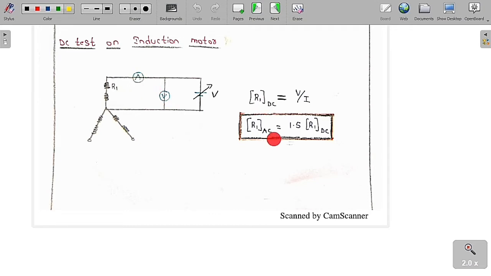But we need the AC resistance, so therefore we take 1.5 times R1 DC, because AC resistance is always greater than the DC resistance by a factor of 1.5. So we can easily get the value of the AC resistance also, which is R1 AC. By performing the DC test of the induction motor, we get the AC resistance of the stator winding, which is R1 AC equal to 1.5 into R1 DC, and R1 DC is equal to V by I.